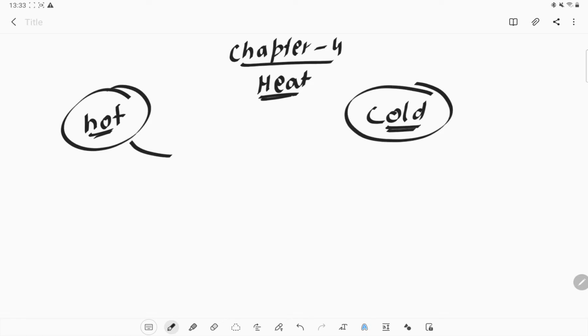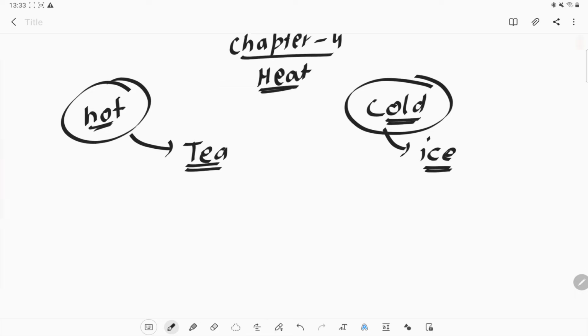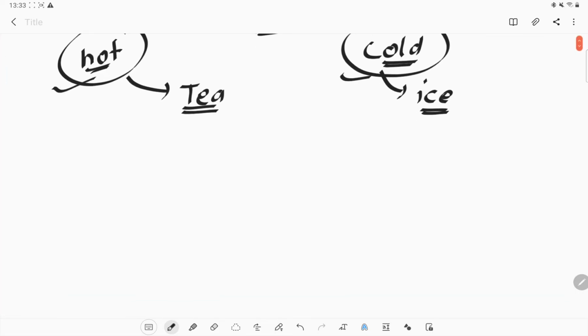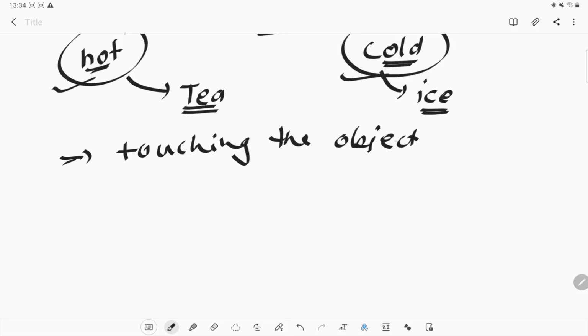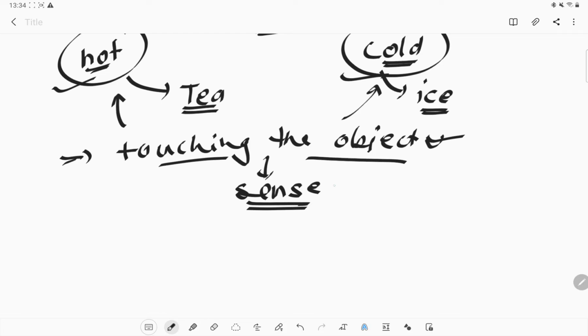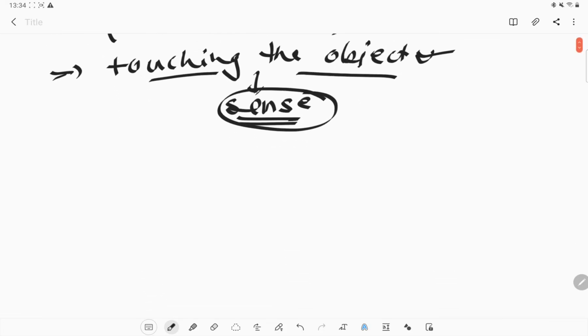What is hot? Like we mostly say that the tea is hot and the ice is cold. How can we say that? How can we define a hot thing and a cold thing, and decide whether a thing is hotter or colder? With the help of touch: if we touch an object, we can feel that it is hot, and if we feel it cold, that means the object is cold. So because of our senses, we can say that an object is hot or cold.